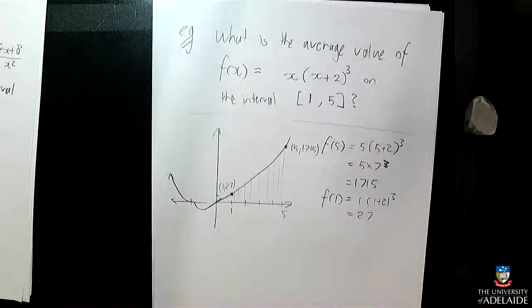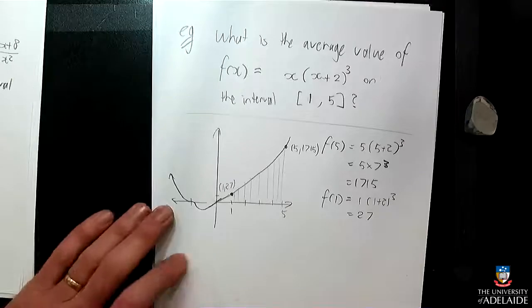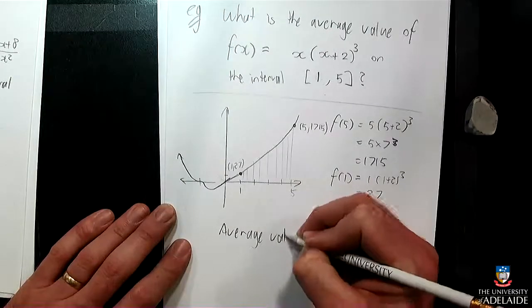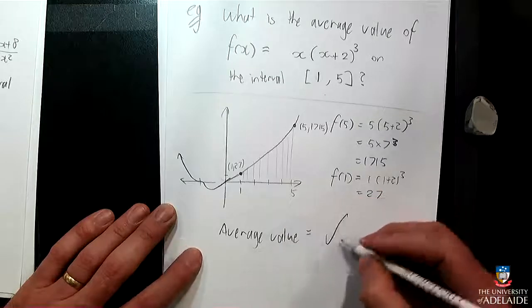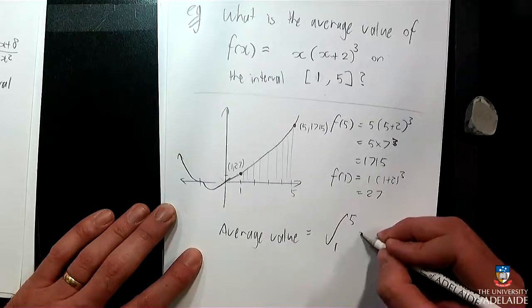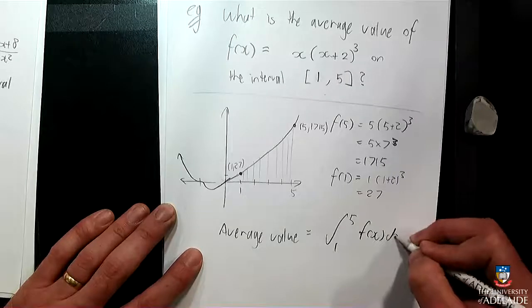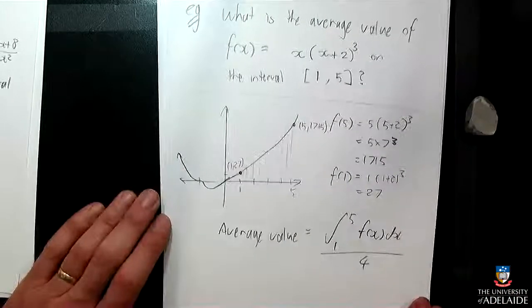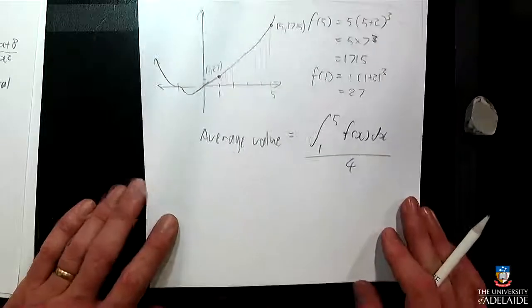And the average value, the whole point of the integral is it's the part of an average, when you calculate an average and you add up the total of everything, the part of the average where you add up the total, that's the integral. So the average value is the integral from 1 to 5 of f of x dx divided by the width from here to here, which is 4.